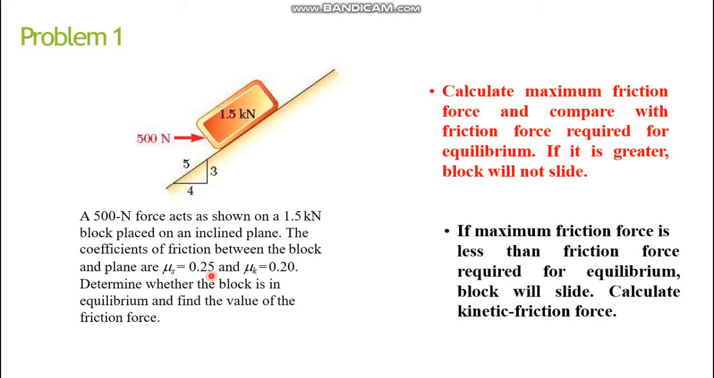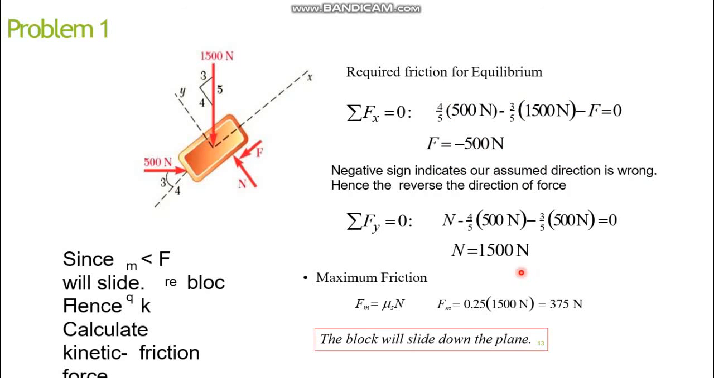So we have to determine whether the block is in equilibrium, and we have to find out the values of the friction forces. So we have to calculate the maximum friction force and compare it with the friction force required for equilibrium. If it is greater, the block will not slide, and if the maximum friction force is less than the friction force required for equilibrium, the block will obviously slide. So you have to calculate the kinematic friction force. So this is the solution of the problem.